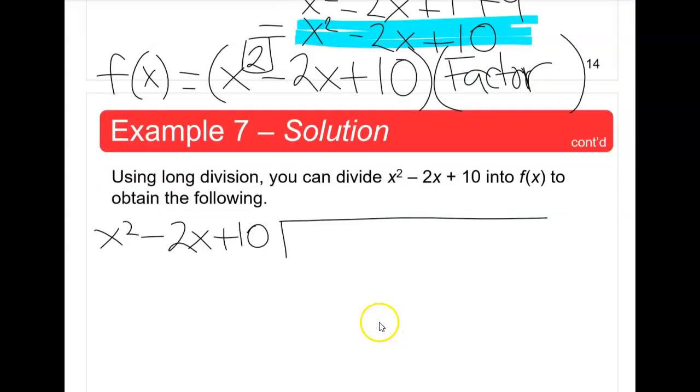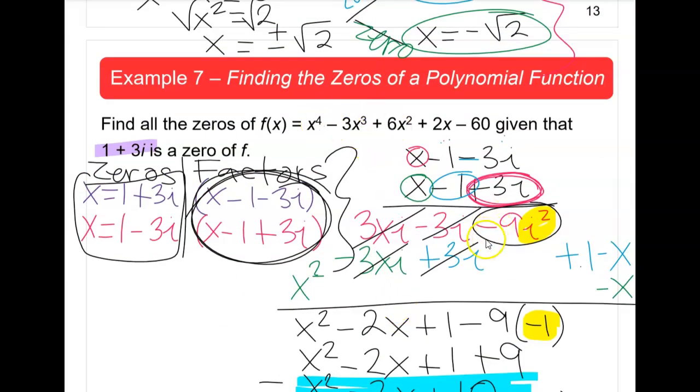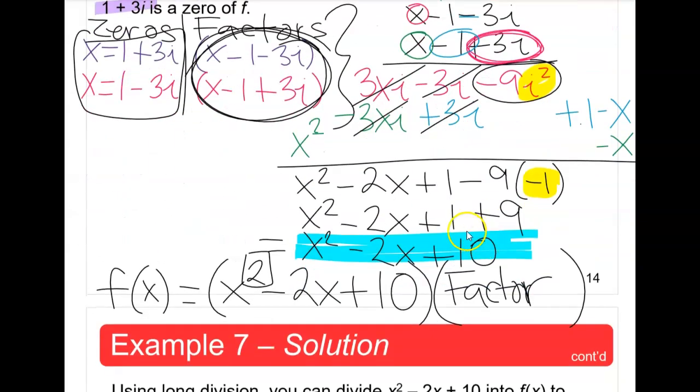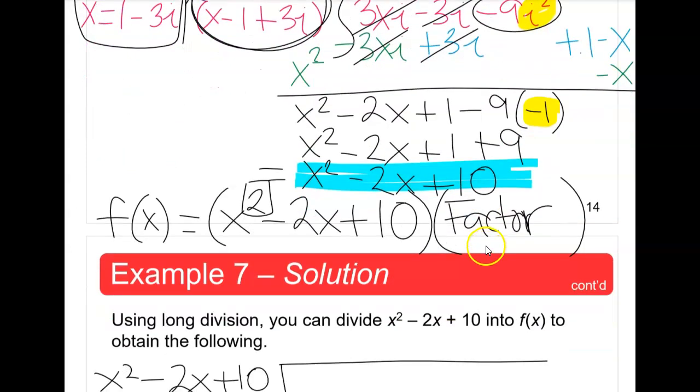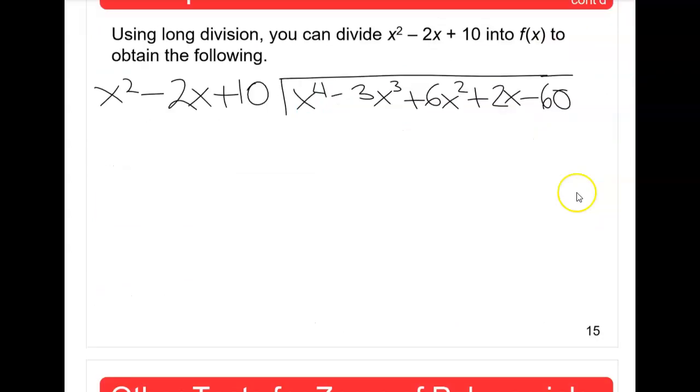Because the degree of our divisor is a 2. Okay, so the dividend is the original polynomial here. So it's x to the 4th. Okay, so I have our polynomial ready, and we're going to take here x to the 4th divided by x squared, and that's going to give me x squared.